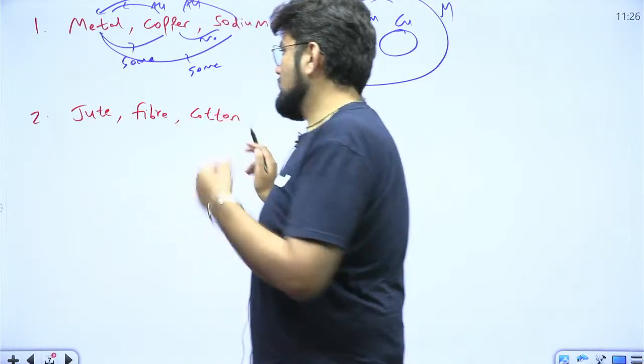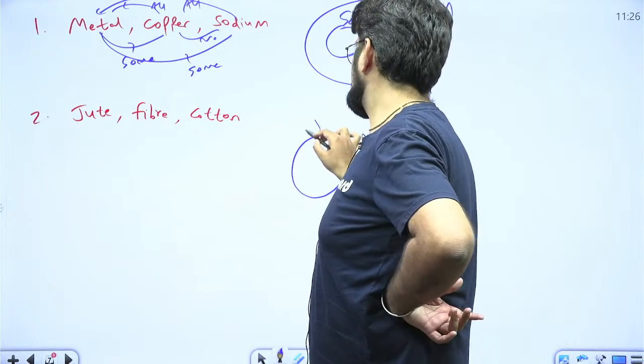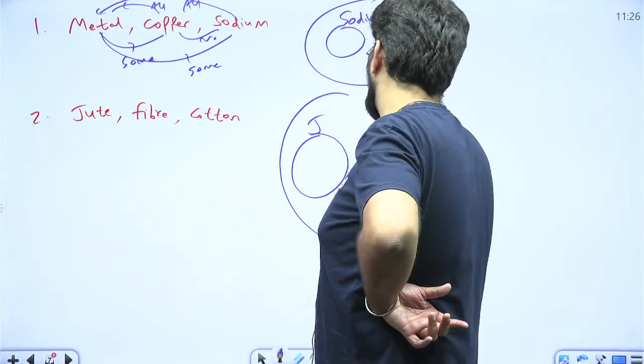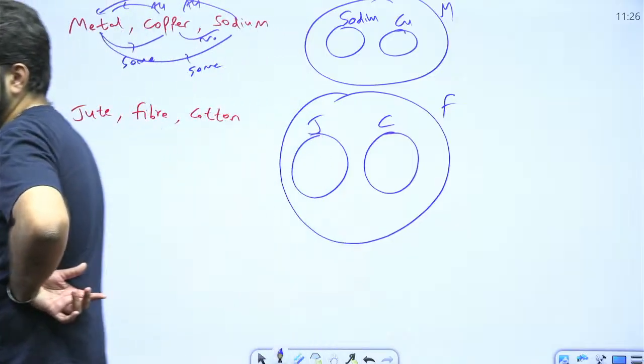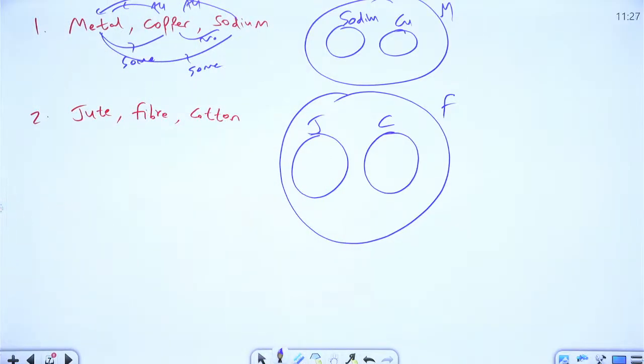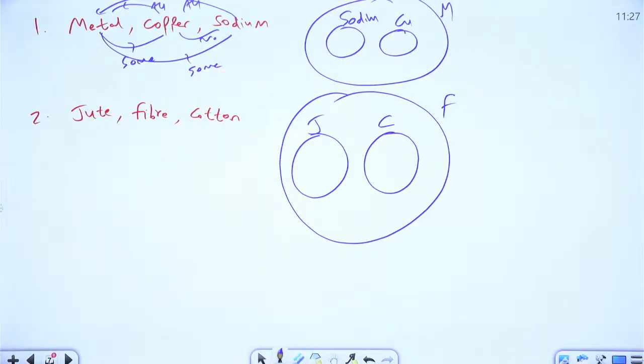Jute, fiber and cotton. Again, jute and cotton, they are both types of fibers, but they are not related to each other. So, both will have the same Venn diagram. Hopefully, those who have made an error, they will rectify it now. Okay, common misconceptions.